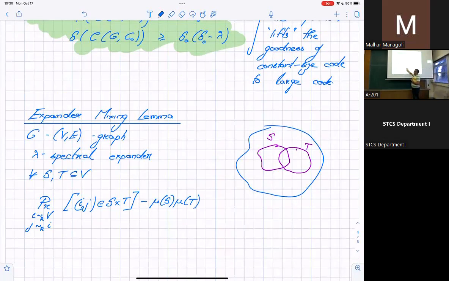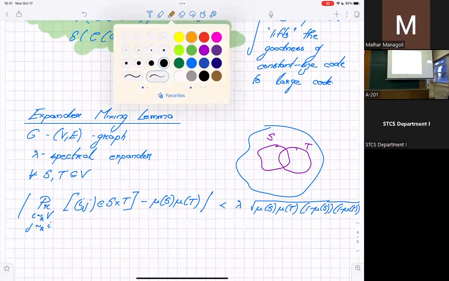I want to say this difference is actually very small. And how small is it? It's governed by how small lambda is. If lambda is 0, this difference will be 0. The smaller lambda is, the smaller this difference will be. The expander mixing lemma basically states that this quantity is less than lambda times something. Usually they just put a lambda and drop the rest, but it's useful to have this extra factor. The other factor is some number less than 1. It's usually the square root of mu of S, mu of T, 1 minus mu of S, 1 minus mu of T.